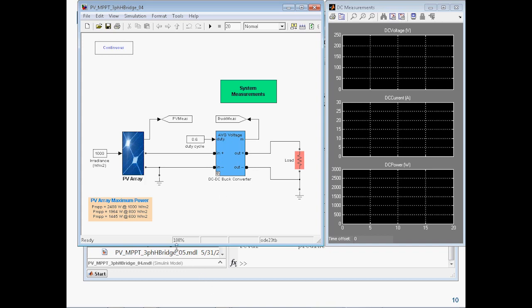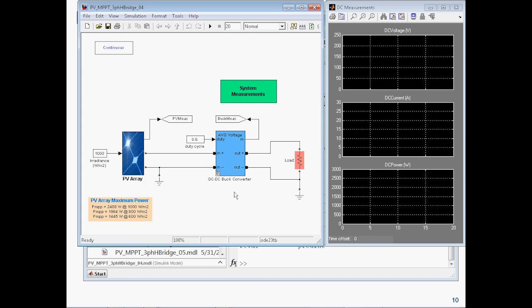And by the way, I already calculated, just for reference, my array's maximum power is 2,488 watts. It is 2 of those panels in parallel, so that's why the power is twice. At 800 watts per meter squared, I did the calculation, it comes out to 1,964 watts, and at 600 watts per meter squared, it comes to 1,445 watts, just for reference.